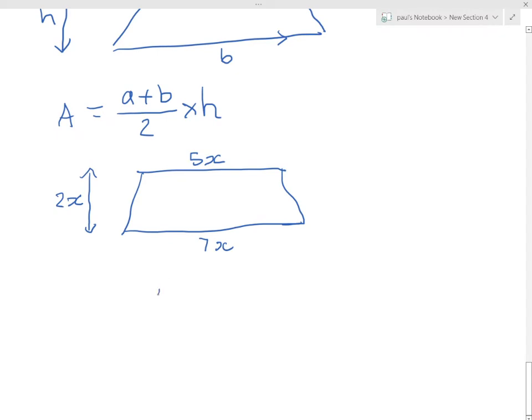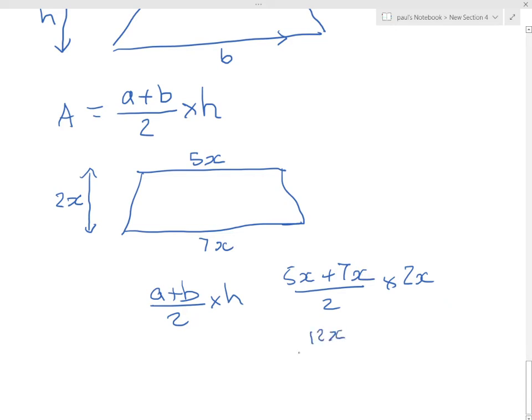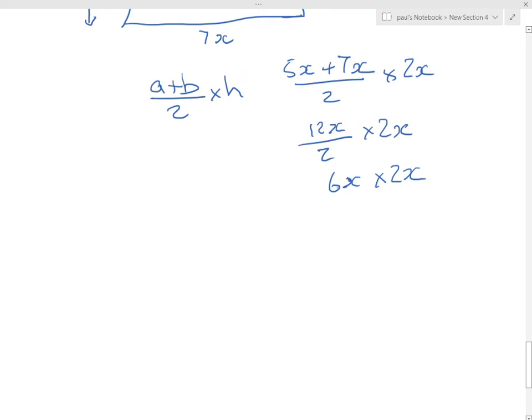Right. So we've got A plus B divided by 2 times the height. A is the top, so we got 5x plus 7x divided by 2 times 2x. So 5x and 7x is 12x divided by 2 times 2x. So that comes to 6x times 2x, which equals 12x squared.